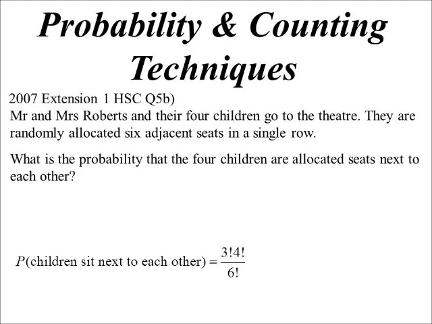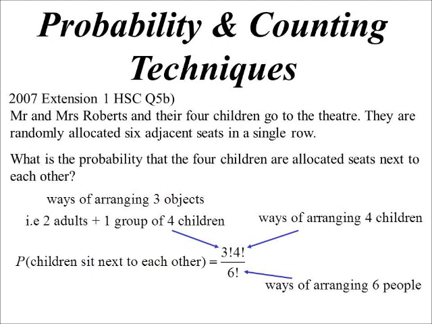So what's the logic behind that? Well, bottom of the fraction, no restrictions. So 6 people sitting in a row, 6 factorial. Top of the fraction: the 4 children want to sit next to each other, so we arrange them first. That's where the 4 factorial comes from.